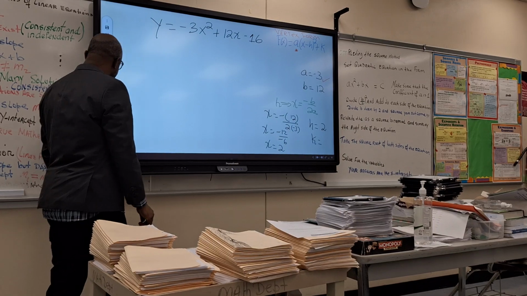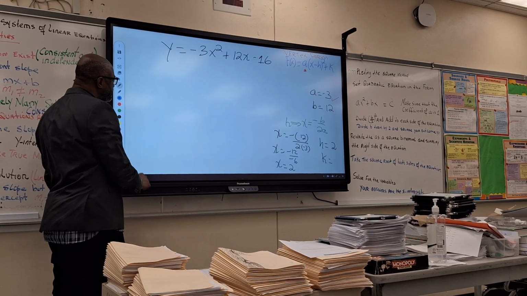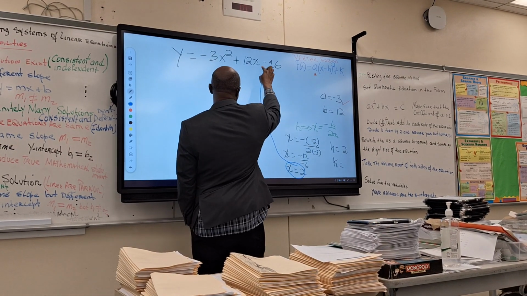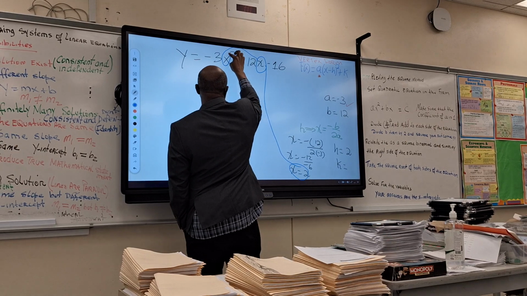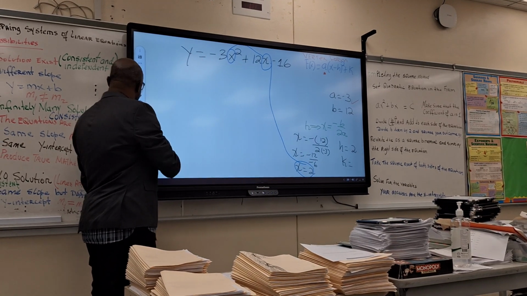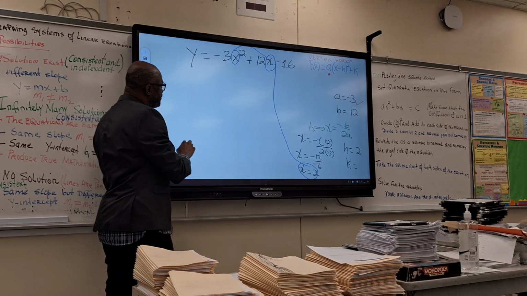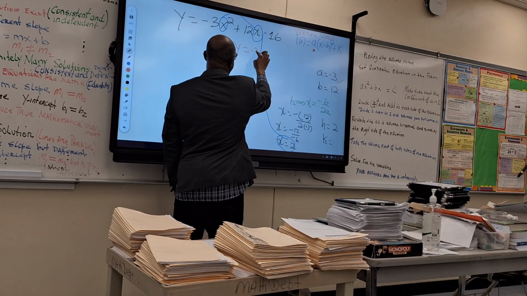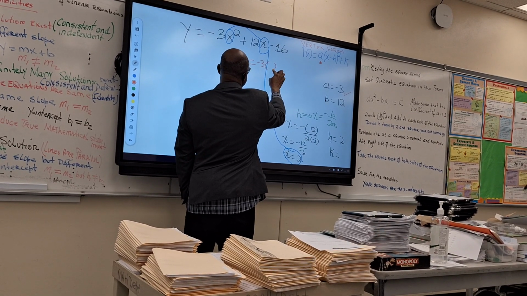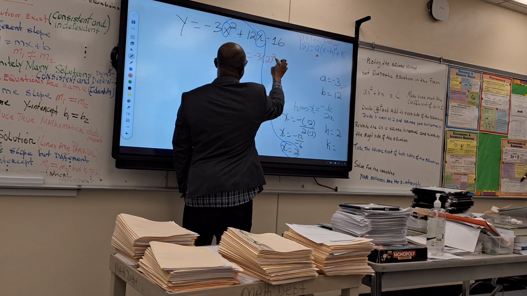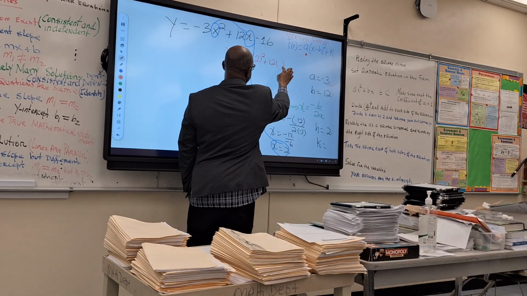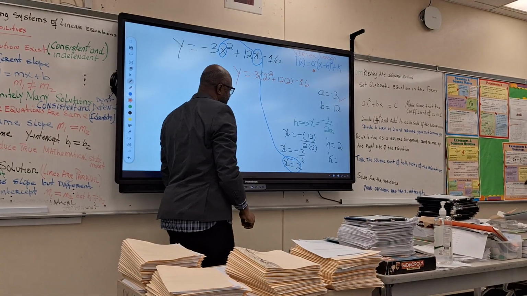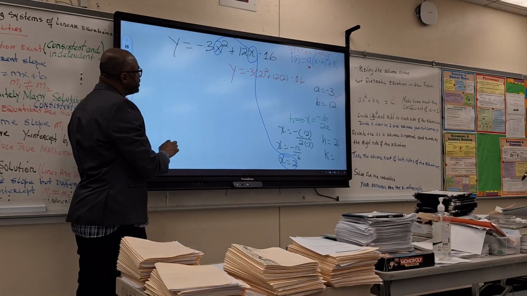So far so good. How will you find y? What will you do? You have to plug that in the original equation wherever you see x. Order of operations, that's why many of you are making those silly mistakes. So you have y equals negative 3 times 2 squared plus 12 times 2 minus 16. Then you solve for it.